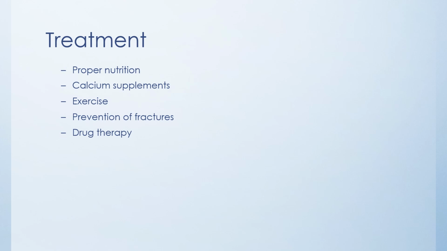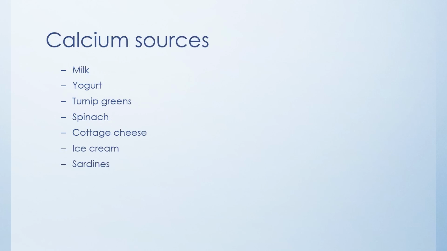That all sounds kind of bleak, but how do we treat it? So we are really going to focus on proper nutrition, calcium intake, exercise, preventing fractures, and medications. By taking more calcium, it will stop future loss or slow it down, but it's not going to form any new growth or development. This is just a quick note of foods that are high in calcium. NCLEX likes to ask these, so just be aware of some of these foods that are high in calcium.